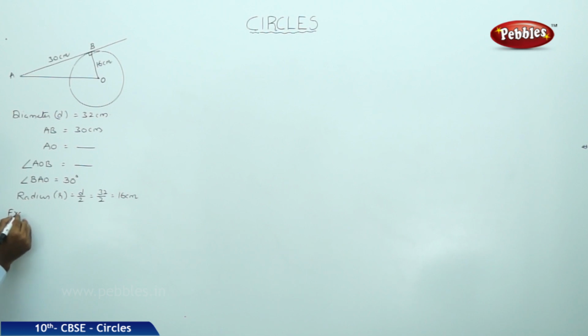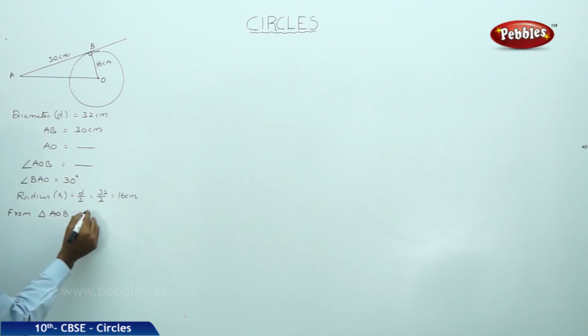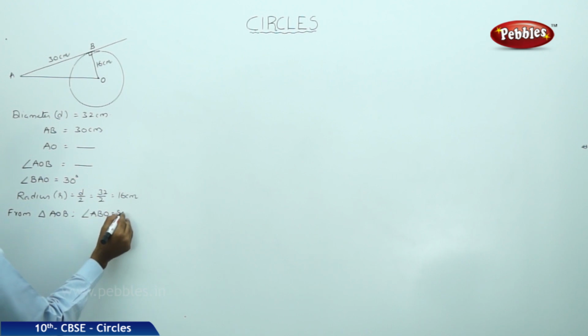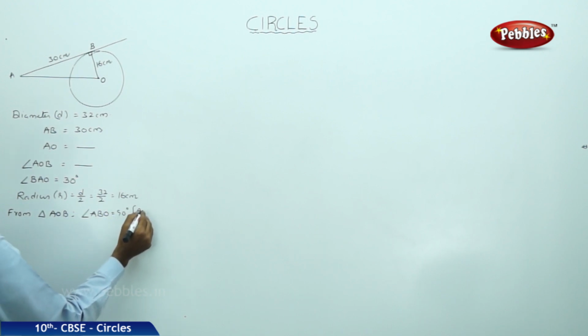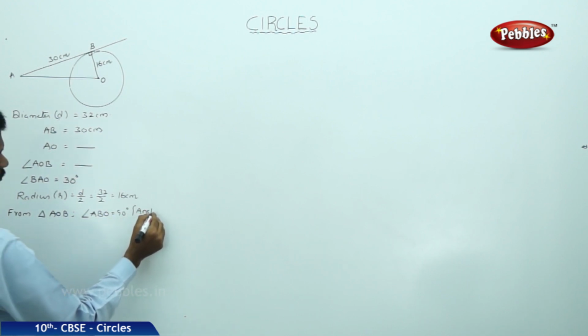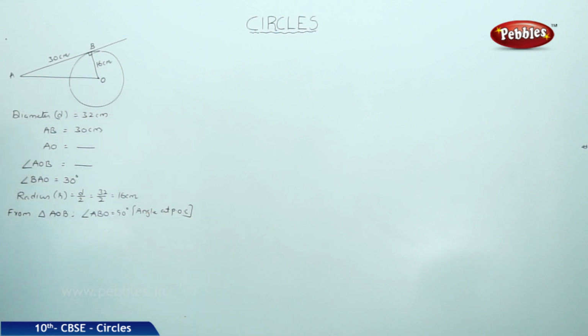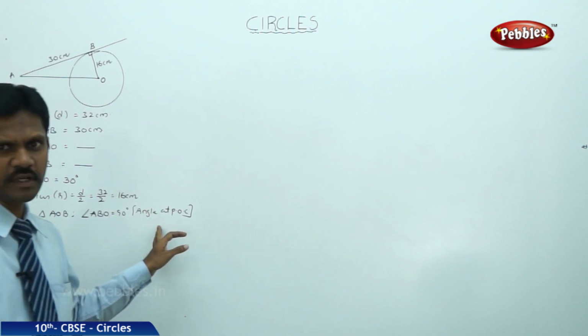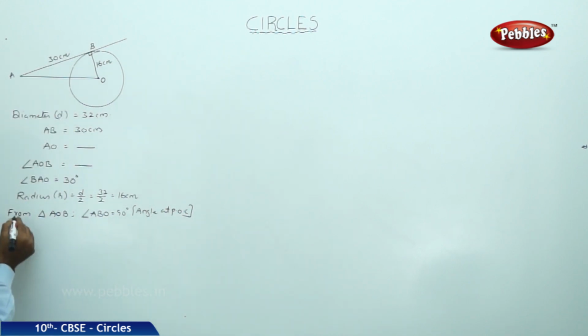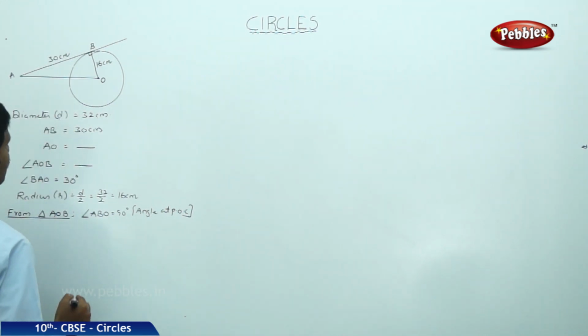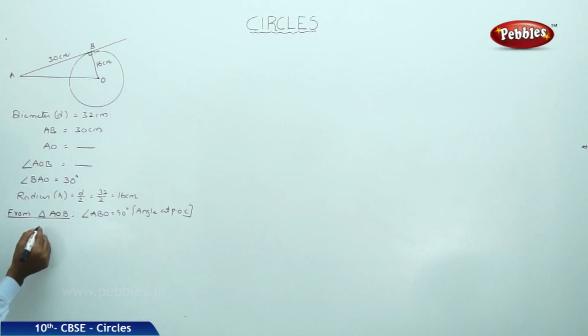Now, from triangle AOB, angle ABO is equal to 90 degrees. Reason, angle at the point of contact is 90 degrees. Now, from this one, we have to find the hypotenuse square.